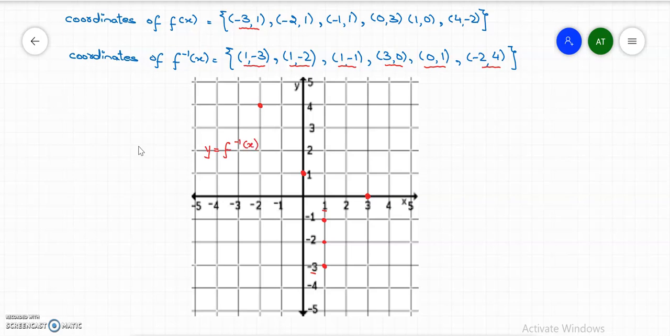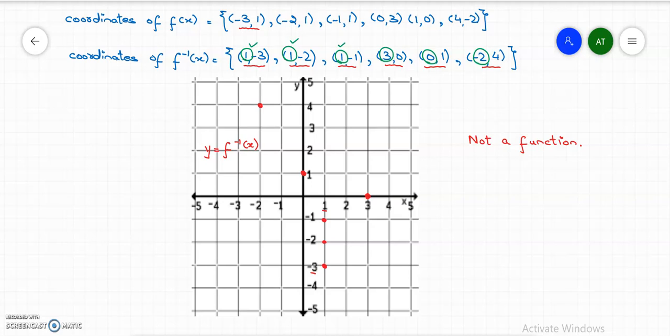Now we have to check whether the inverse is a function or not. We can say that the inverse is not a function. Why? Because its domain is not unique. What is the domain? The domain is the x coordinates. We can see the x coordinates are 1, 1, 1, 3, 0, -2. So 1 is repeating thrice. Since the domain is not unique, we can say that the inverse is not a function, right?